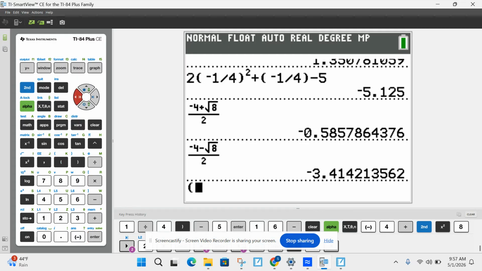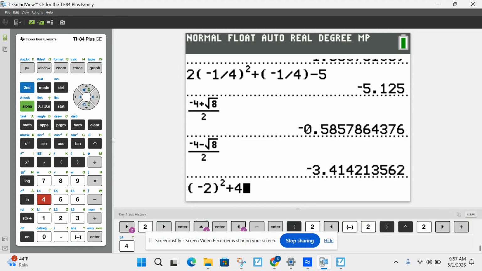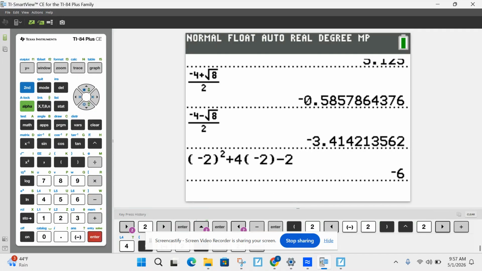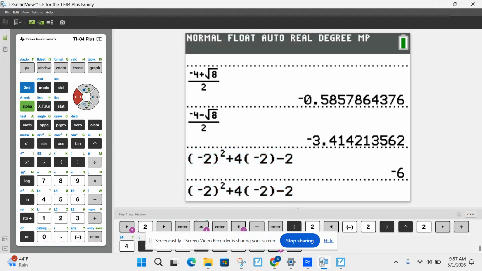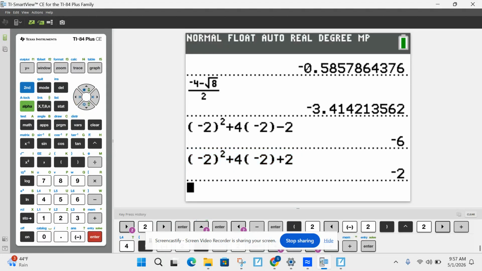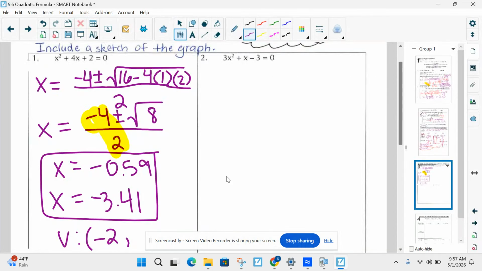-2 squared plus 4 times -2. You probably can do this without a calculator. And then it's +2. Sorry, it's +2. Yeah, you're right, it is supposed to be -2. You shouldn't need a calculator. It's just 4 minus 8 plus 2. Yep.